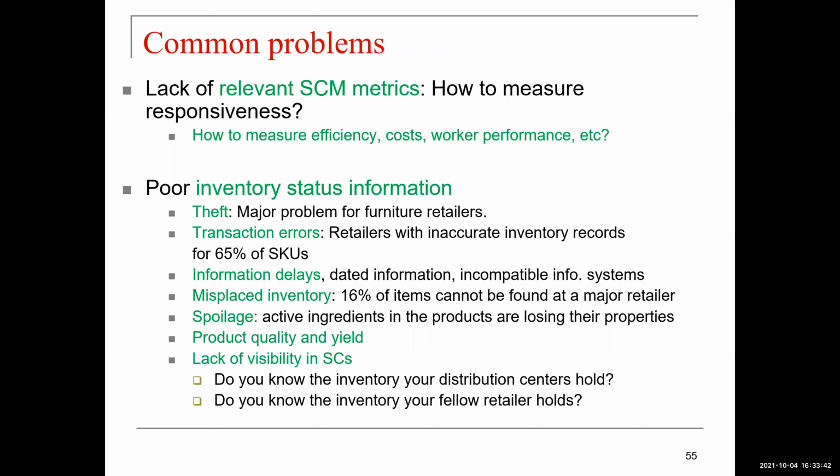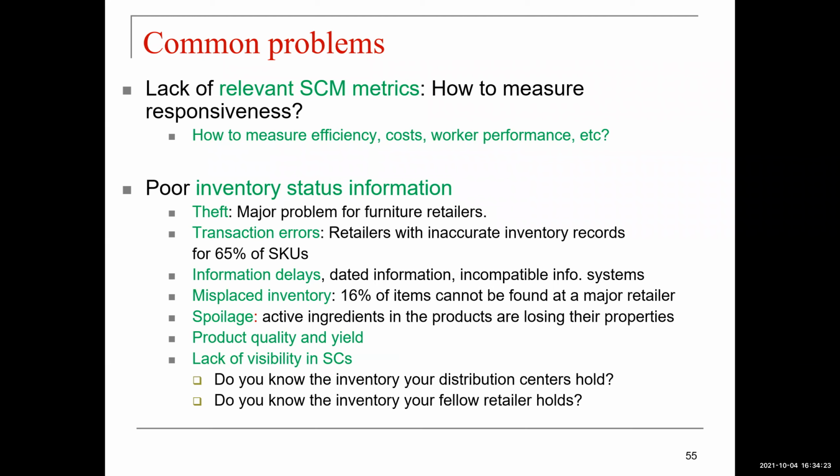Common problems: lack of relevant supply chain metrics, such as how to measure responsiveness, which is very difficult to measure. Poor inventory status information, like for example theft, a major problem for furniture retailers, transaction errors, retailers with inaccurate inventory records, information delays, incompatible information systems, misplaced inventory. How many of you, when you put in an order, it never arrives, you have to call, nobody knows what happened, they don't want to return your money, and you have to deal with that process.